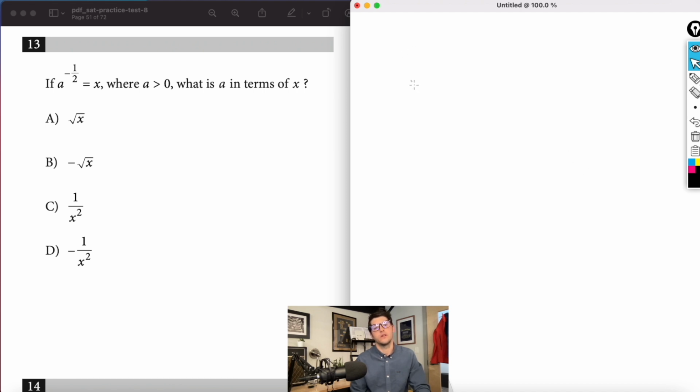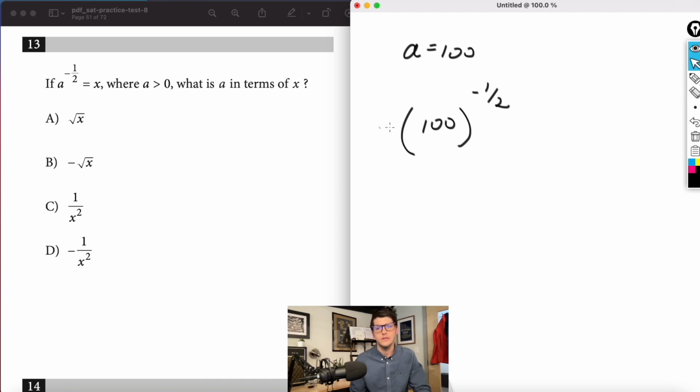Right, a is greater than 0. Okay, we'll make a number. Let's make it something that we can take the square root of. Now, by the way, that's the whole thing here, is that 1/2 means take a square root, and a negative sign means a reciprocal. So to be clear, let's make a number like 100. So if a is 100, we have 100 to the negative 1/2 power.